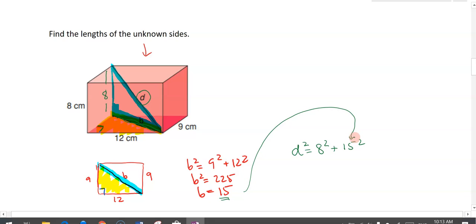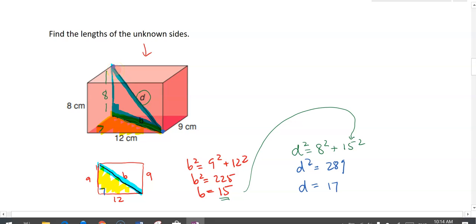So I take my 8 squared plus 15 squared, and I get 289. And then I take the square root of that, and I get D equals 17. I call that D the space diagonal. It's the space diagonal of that box because it goes from the front bottom corner to the back top corner. So it's a diagonal of a 3D object, which I call my space diagonal. So you need to first find that and then find this.